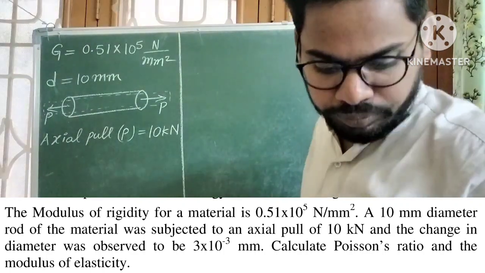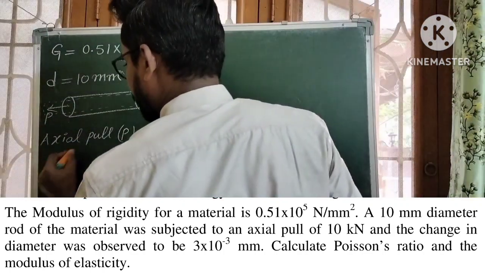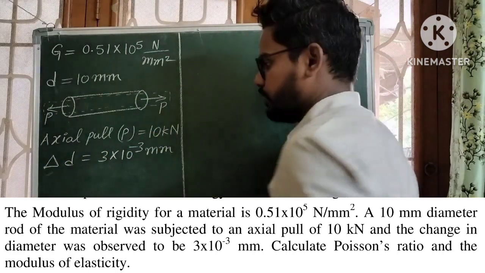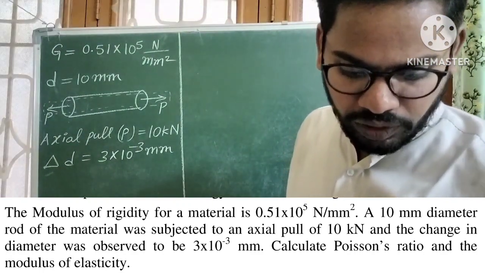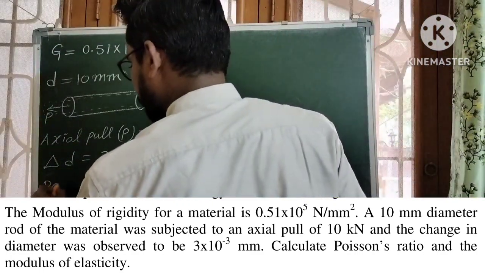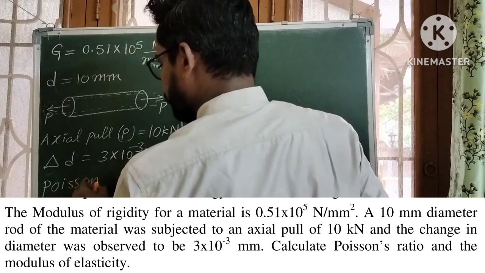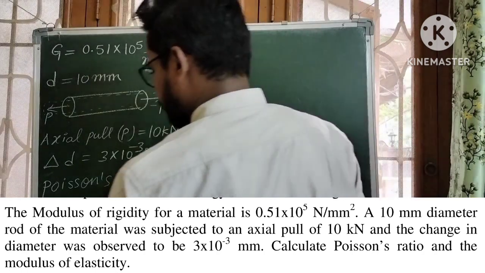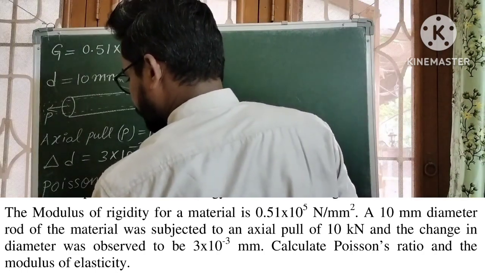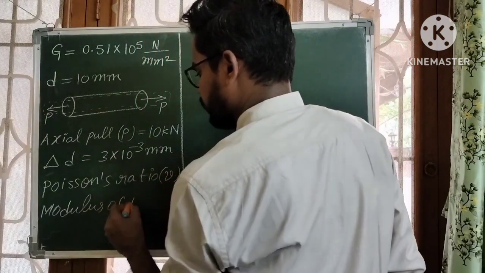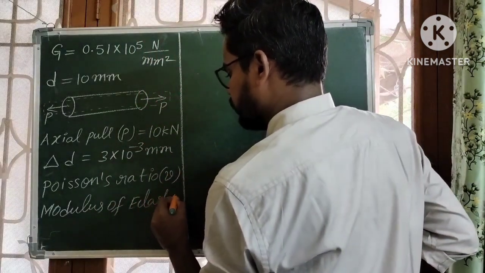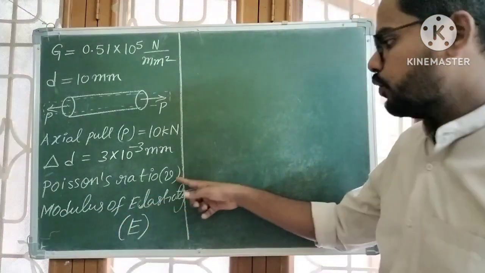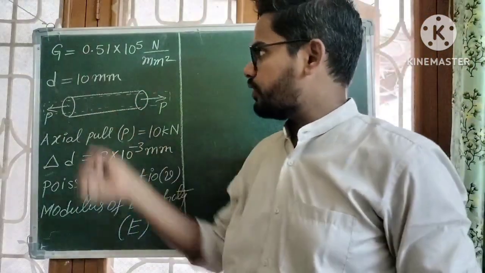Anyhow, here the change in diameter is 3 into 10 to the power of minus 3 mm. We need to calculate Poisson's ratio, denoted by nu or 1 by m, and next the modulus of elasticity, denoted by capital E. So we need nu and E. These are the conditions.